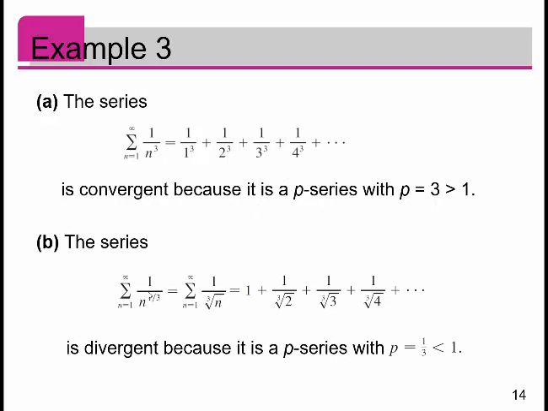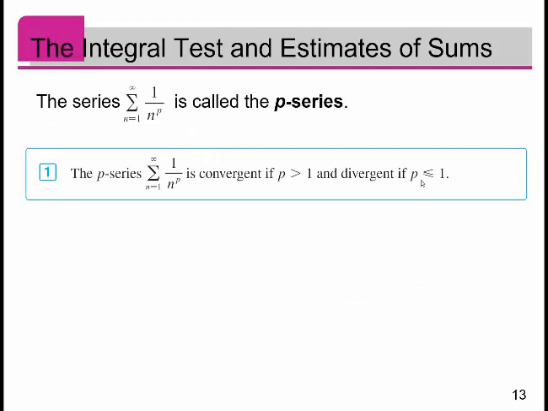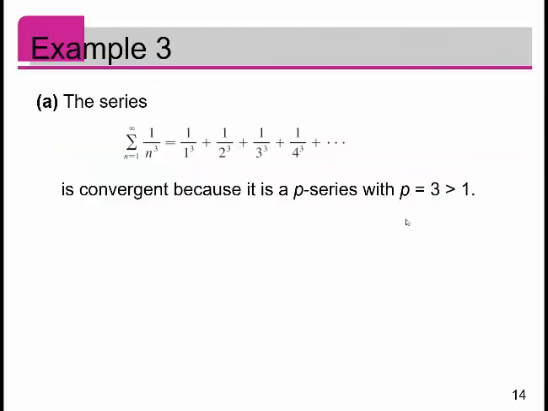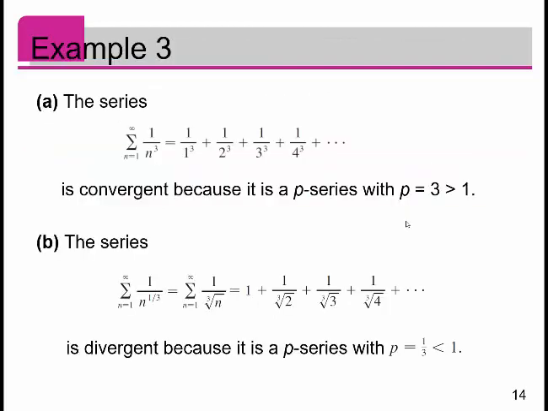Let's look at this series right here. The summation from n equals 1 to infinity of 1 divided by n raised to the one-third power, which is the third root of n. Well, here's what all the terms look like. This is divergent because it's a p series, even though the exponent is a fraction, that's okay. And p is equal to 1/3, which is less than 1. So as I go back, if p is less than or equal to 1, we can say it's divergent.